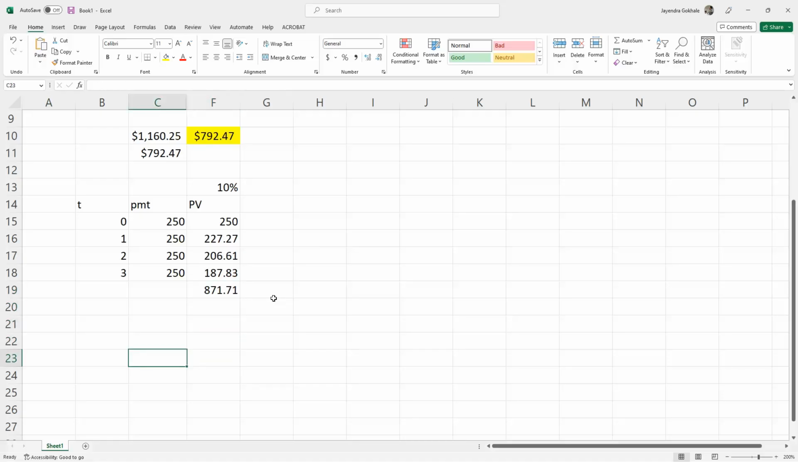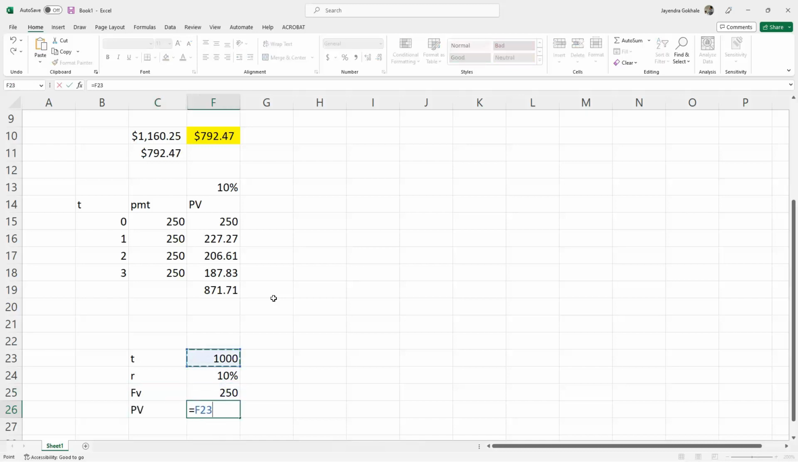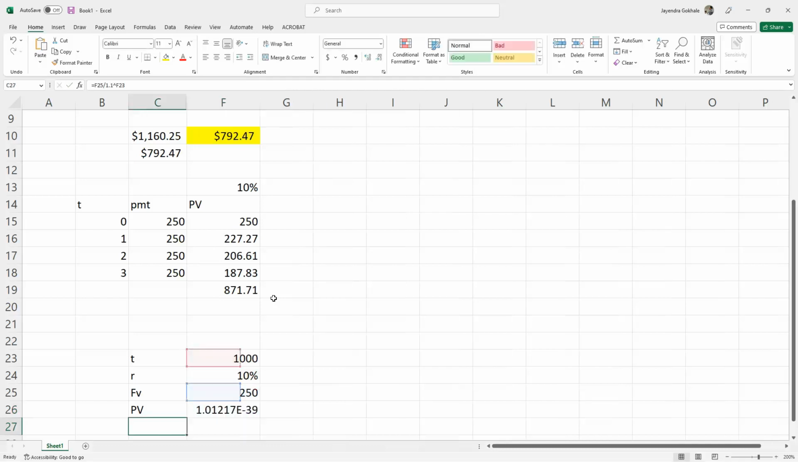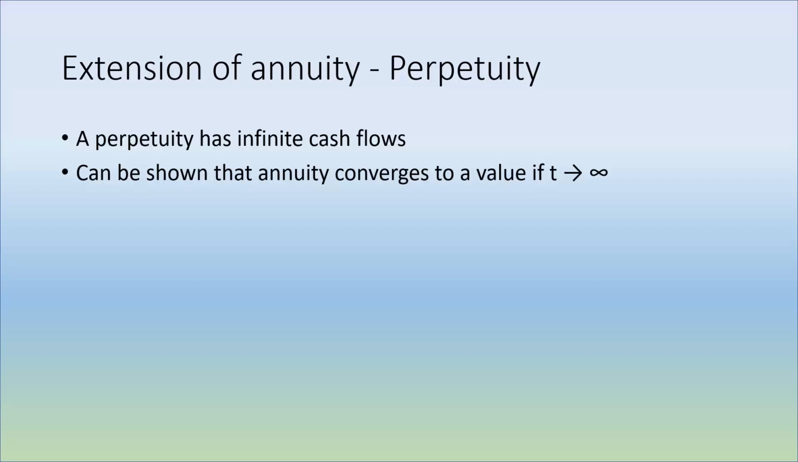So if t equals 1,000, and the rate is 10%, and the cash flow value is 250, what is the present value? So this is the future value of this cash flow, and the present value will be equal to 250 divided by 1.1 to the power of 1,000. It's basically 0. So what it illustrates is that after a sufficient number of time periods, the additional incremental cash flows are meaningless, even though it's a perpetuity.